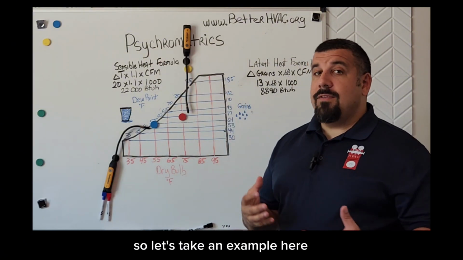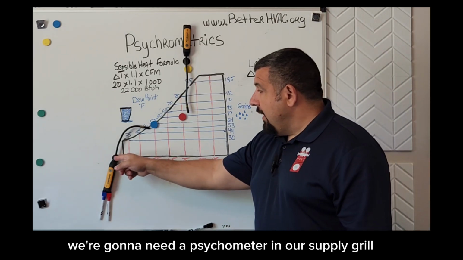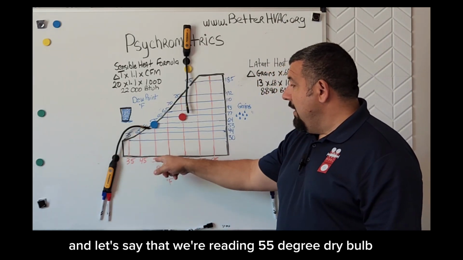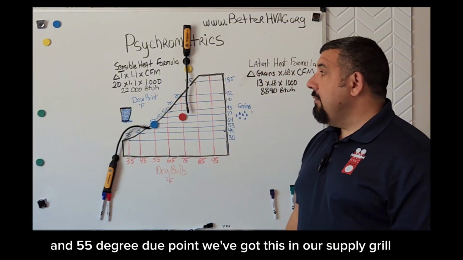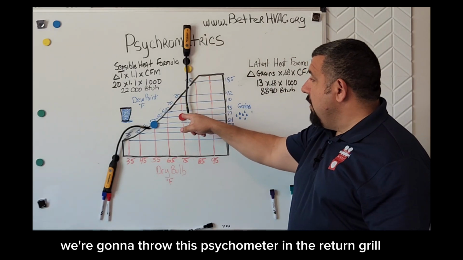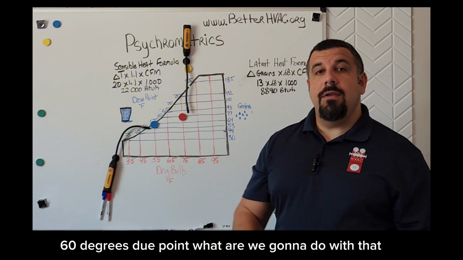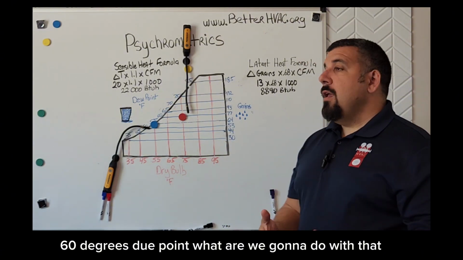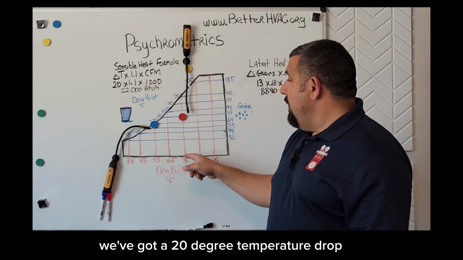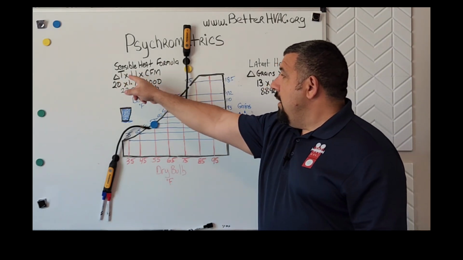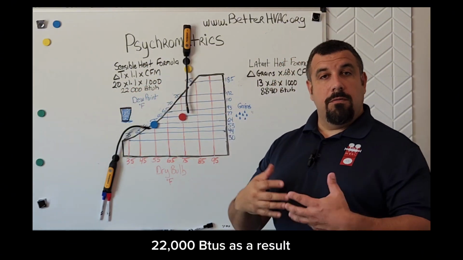So let's take an example here using the latent heat formula. We're going to need a psychrometer in our supply grill, and let's say that we're reading 55-degree dry bulb and 55-degree dew point. We're going to throw this psychrometer in the return grill, so we're reading 75 dry bulb, 60 degrees dew point. What are we going to do with that? Well, it's going to give us both temperature and humidity. So let's say here's what our temperature was. We've got a 20-degree temperature drop. And that gives us what we need in our sensible heat formula, 22,000 BTUs as a result.